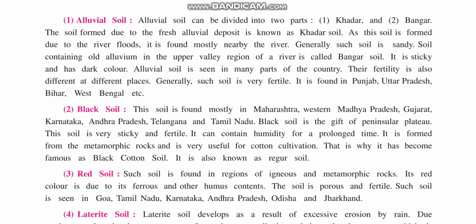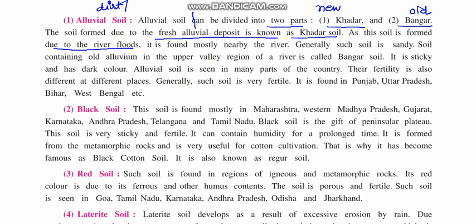The first soil that is available is alluvial soil. Alluvial soil can be divided mainly into 2 parts: khadar and bangar. Khadar is new soil, while bangar is old soil. The soil formed due to fresh alluvial deposit is known as khadar. Now alluvial means all the dirt, as this soil is formed due to river floods. It is found mainly nearby rivers.